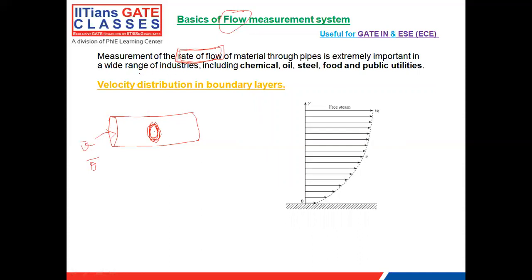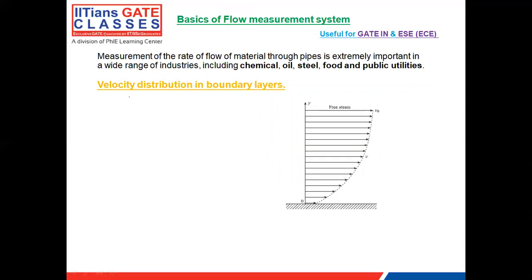So as you know, there is a wide range of industries where this flow measurement system is being used. Let's say the chemical and oil industry, like IOCL, BPCL, all these things are there. Steel industry, food and the public utilities.